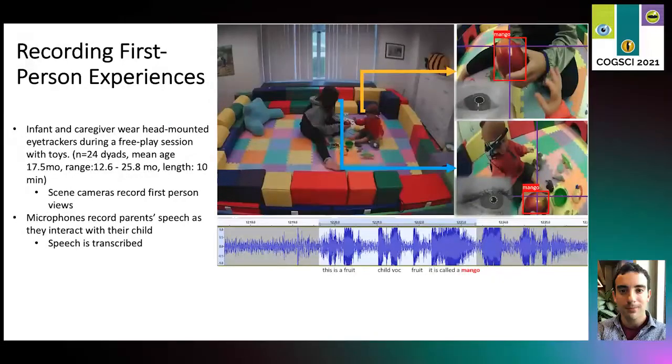During these play sessions, which lasted 10 minutes, infants and their caregiver wore head-mounted eye trackers recording their egocentric field of view. Microphones placed throughout the environment also captured the speech that infants were exposed to during this play session. Later, the speech was transcribed and time-locked to the video stream, allowing us to locate segments of the first-person video where the name of a toy was uttered.